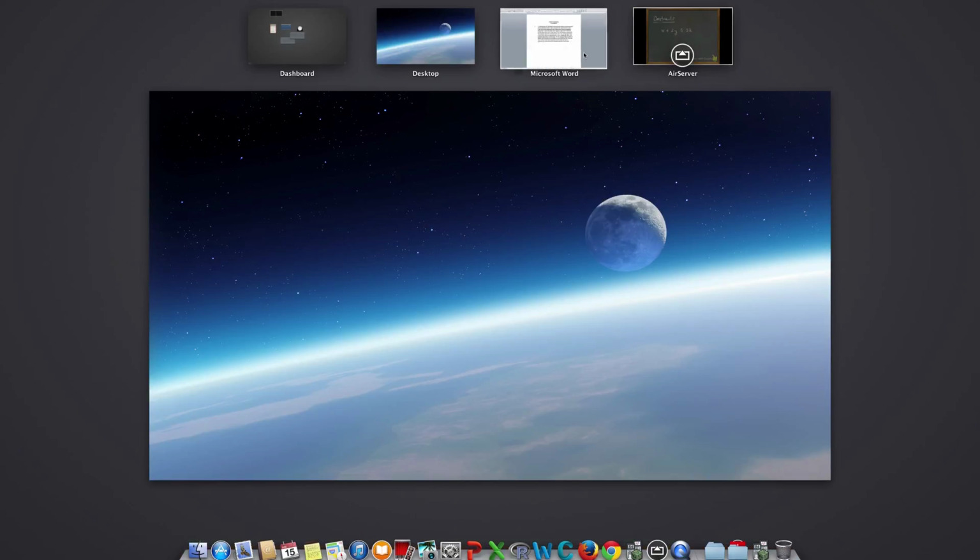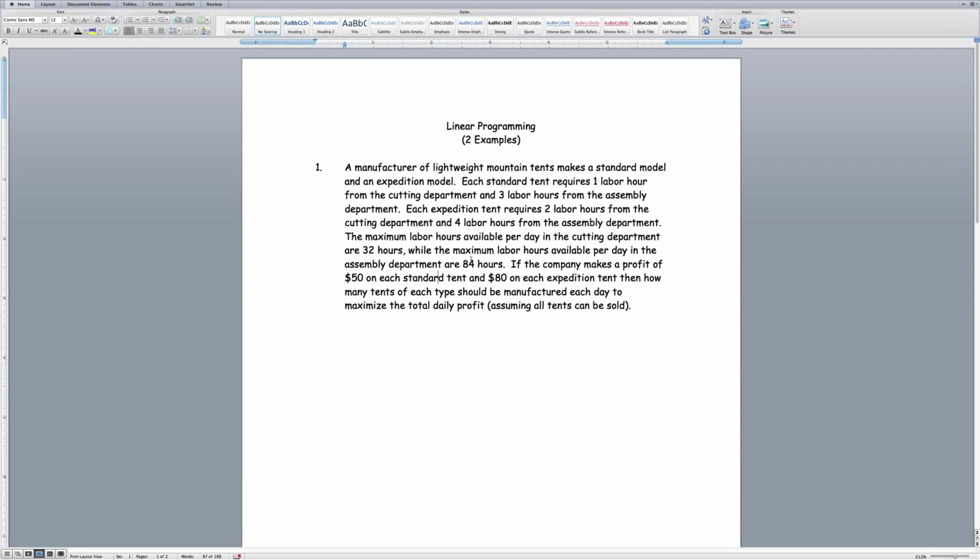Now I go back to my problem and I try to find the next constraint, and I can see that I only have 84 hours for the assembly. Well, the standard tent requires 3 labor hours for each tent, so it should make sense that I'm going to have 3X. And the expedition requires 4 assembly, so I have 4Y, and I have 80. Whoa. I put down 80. It's not 80. It's 84.